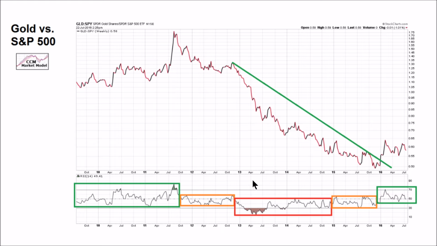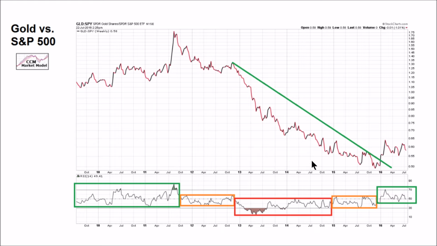RSI doing some nice things here in favor of gold. Here's a low in RSI. Price is still falling, and RSI is making higher lows. That's potentially a bullish divergence in favor of gold relative to stocks. Also, we have somewhat of a left shoulder ahead and a right shoulder forming here.